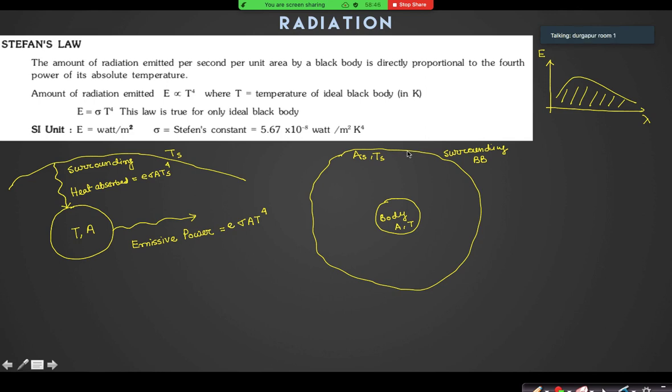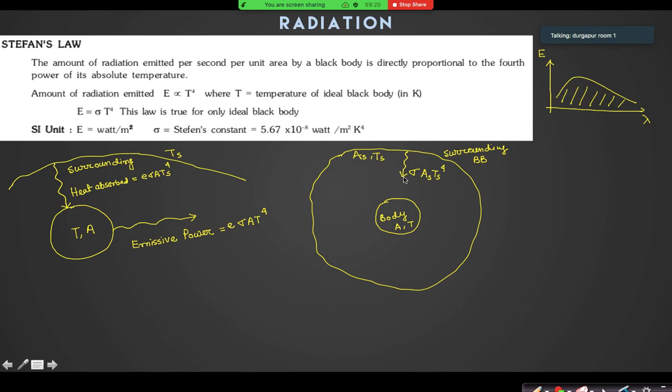What amount of energy is emitted by the surrounding body? Can you tell me? From Stefan's law directly you can say that it is sigma A Ts to the power 4 into time. Sigma which A? As or A? As into Ts power 4. This much is the radiation emitted by the surrounding body.